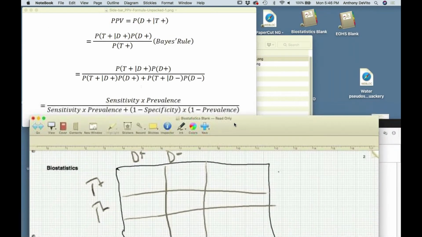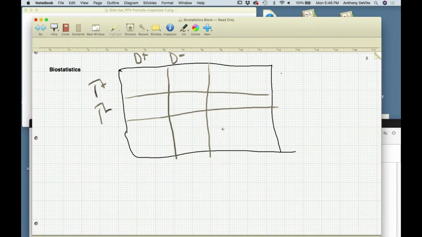So the prevalence is 1%. I'm going to make this 1,000. If the prevalence is 1%, how many people out of those 1,000 have the disease? 10, right? 1% of that 1,000 is 10. So 10 people have the disease. Okay, how many people don't have the disease? 990. Everybody in this column has the disease, so 10 people out of this column. 990 people don't have the disease. Everybody listed in this column doesn't have the disease. Some of them test positive, some of them test negative.